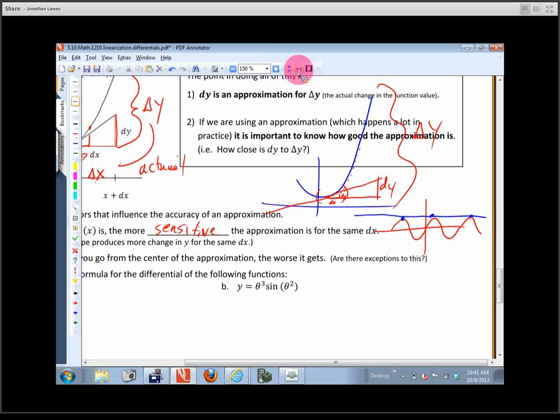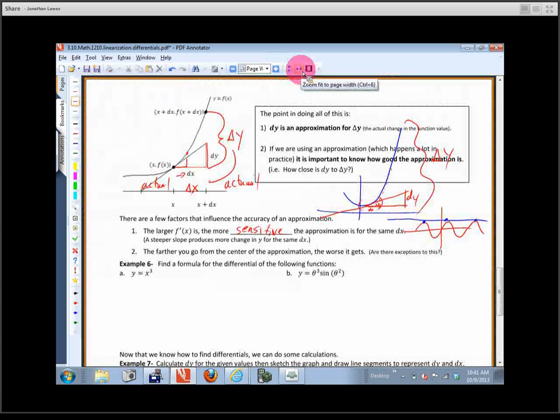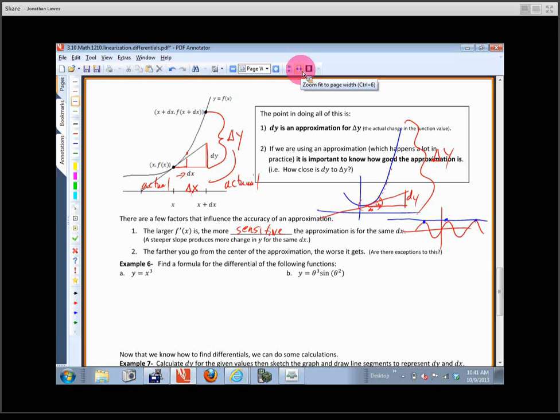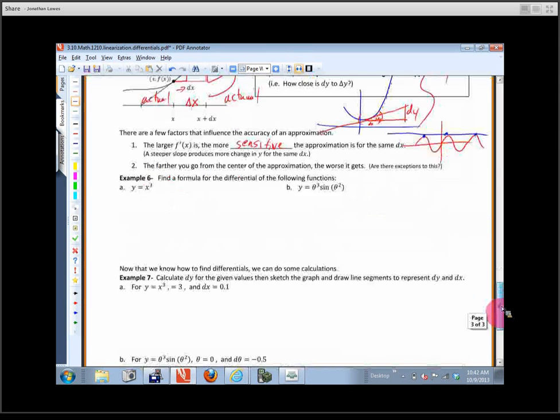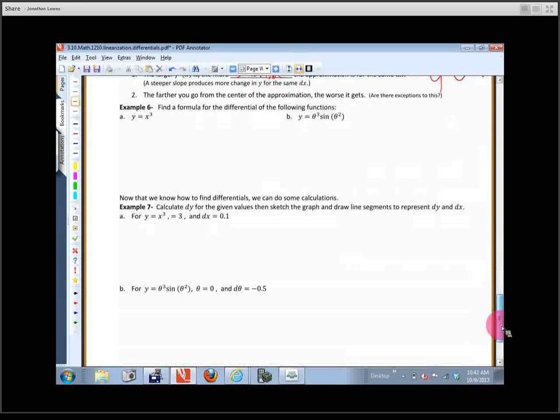So the general idea is if we're using a linearization, a tangent line or differentials to approximate values, the closer we are to the center of the approximation, the more accurate we're going to be, generally speaking, and the smaller the slope is, the more accurate we're going to be, or the more leeway we have. If we've got a really steep slope, you can't go very far before we get quite a bit of distortion and an inaccurate approximation. Any questions? Okay, so let's run through these last couple of examples.